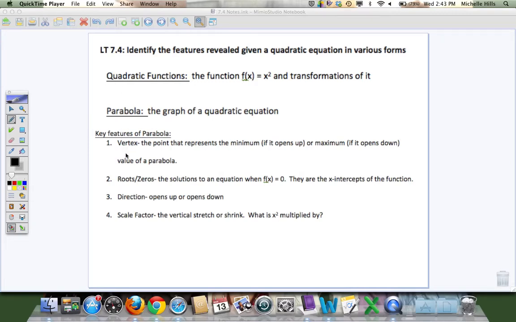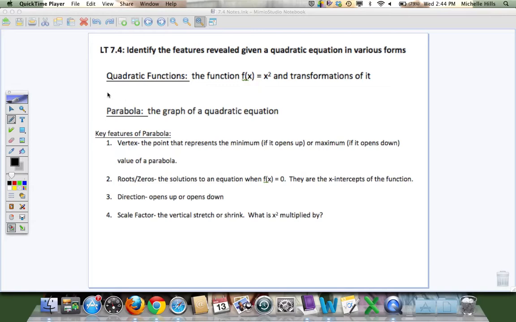So the things you're looking for are, can you tell what the roots or zeros are? Can you tell what the vertex is? Can you tell whether this thing opens up or down? And then what's the scale factor? So is it a vertical stretch or is it a vertical shrink? And not every form of the equation can you tell all of these. Each form of the equation has different combinations of things that you can tell.